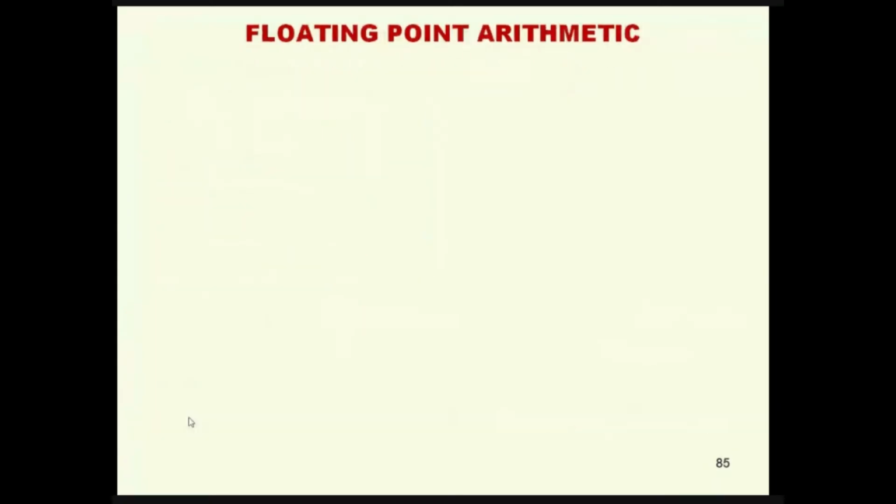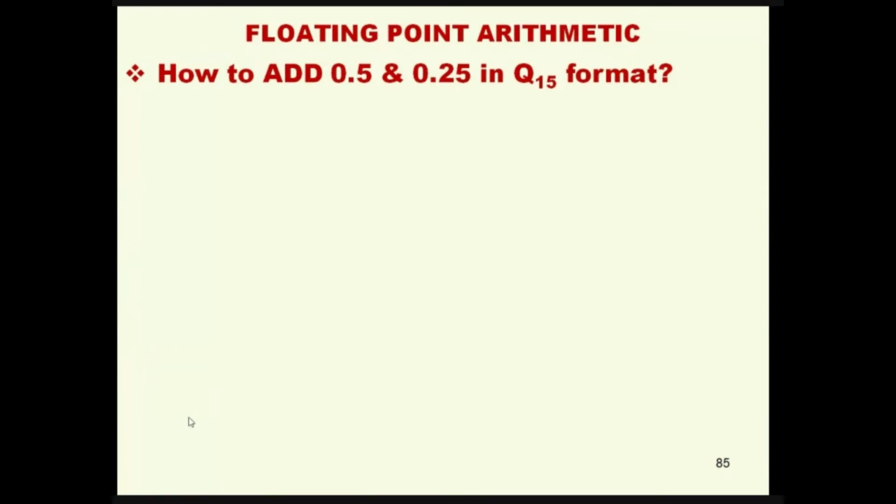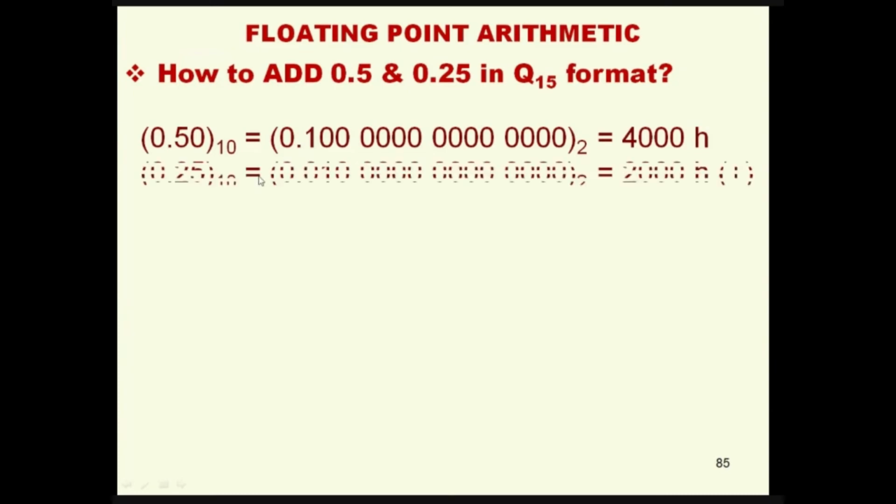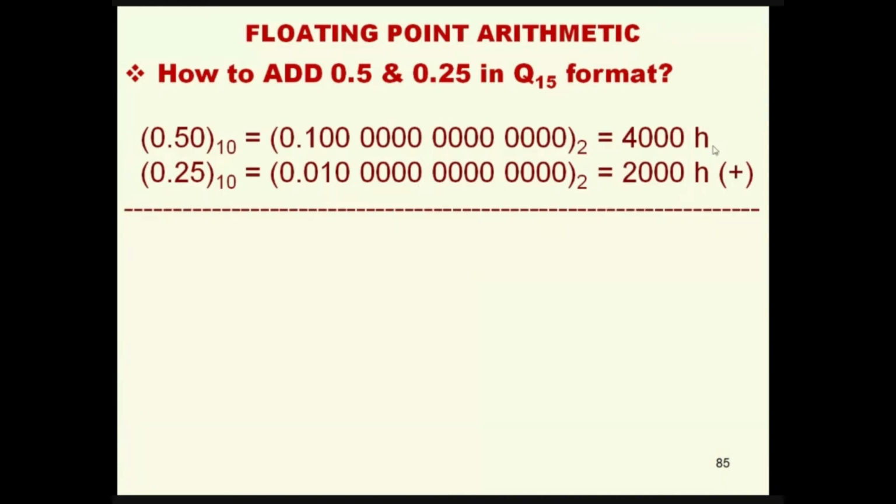Let us do one simple addition with respect to our example. Let us add 0.5 and 0.25 in Q15 format. All of us know 0.5 is 0100 0000 0000 0000, which is equal to 4000 in hexadecimal, right? What is 0.25? 0.25 in decimal is equal to 0.0010 0000. As you see, look at the screen here, which is 2000H in hexadecimal. And when we add this, on the right hand side, look at the cursor, 4000 plus 2000 equals 6000.